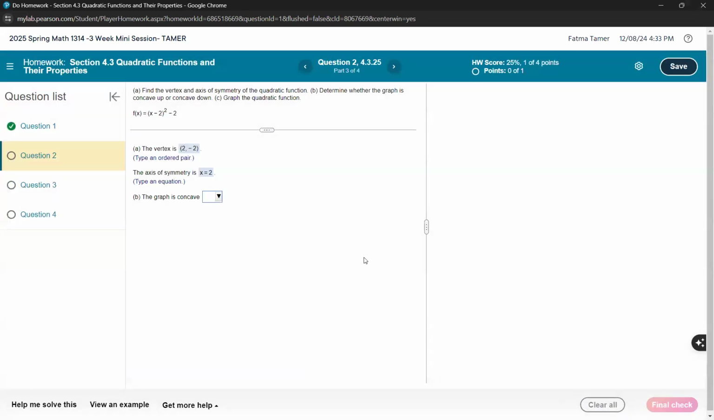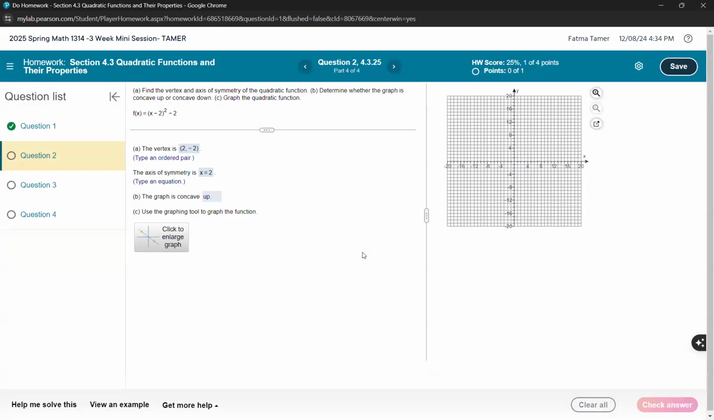And then the third part is, is the graph concave up or concave down? When you have an upward graph, a happy positive x squared, it's concave up. When you have a sad function, which is a downward parabola, you will have concave down. So in this case, (x minus 2) squared is positive, so it will be a concave up graph.